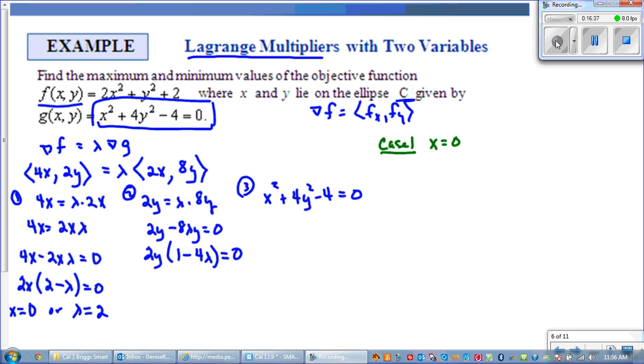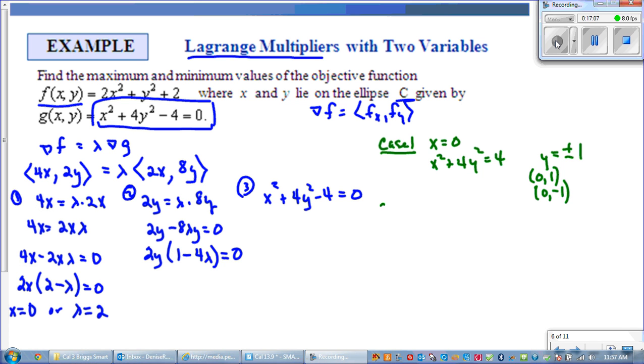If x is equal to 0, the second equation doesn't even give us any information. The third equation would tell us that x squared plus 4y squared is equal to 4. So that means that 4y squared is equal to 4, so y is plus or minus 1. So we have 2 points to consider here, (0, 1) and (0, negative 1).